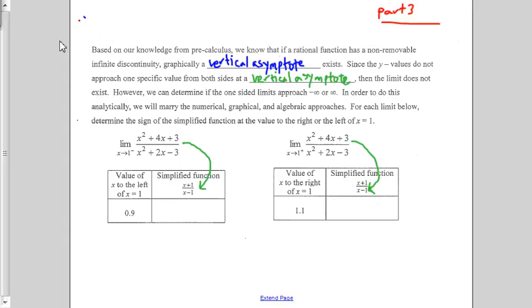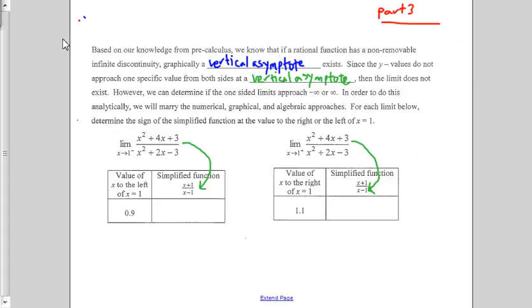Calculus Unit 1, Day 3 Notes, Part 3. And I've already given you this answer, but based on our knowledge from pre-calc, we know that if a rational function has a non-removable infinite discontinuity, graphically a vertical asymptote exists. Since the y values do not approach one specific value from both sides at a vertical asymptote, then the limit does not exist. However, we can determine if the one-sided limit approaches negative infinity or positive infinity.